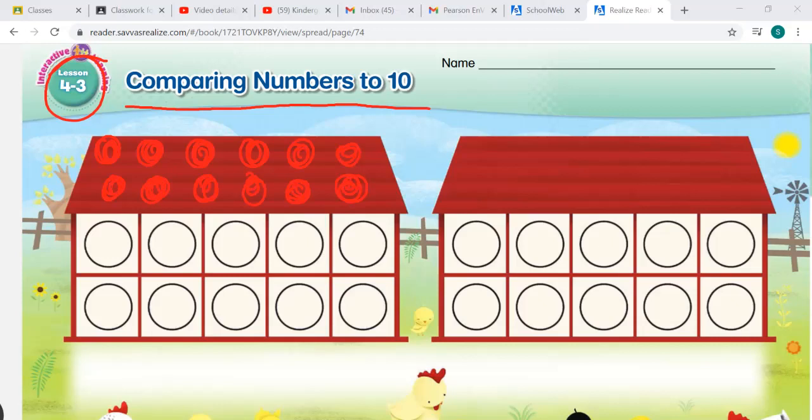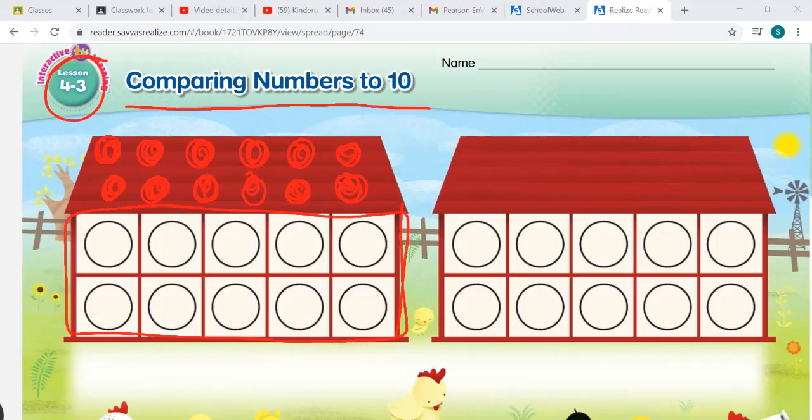Okay, so he has some horses on his farm, and each of these counters represents one horse. So does he have more than 10 horses or fewer than 10 horses? How can we find that out? Okay, we know that there are 10 counters here. This is a 10 frame over here. And there are 10 counters, so we're going to move our counters in this 10 frame.